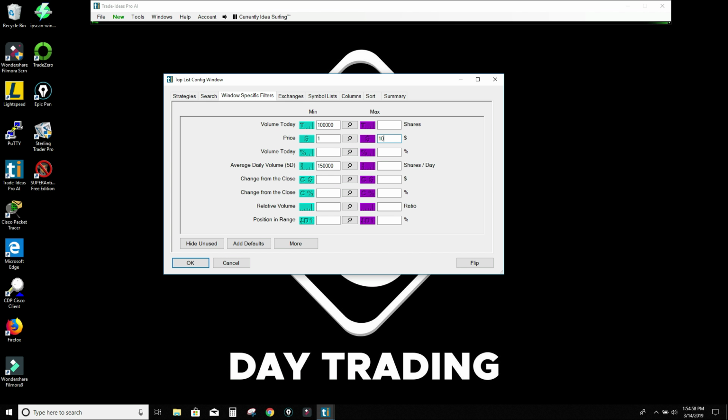Now, every once in a while, you can get a stock that's priced at $15 or $20 that goes up to $40, but it really depends on the float. But normally almost every single trade I take, it's a stock that is below $10.